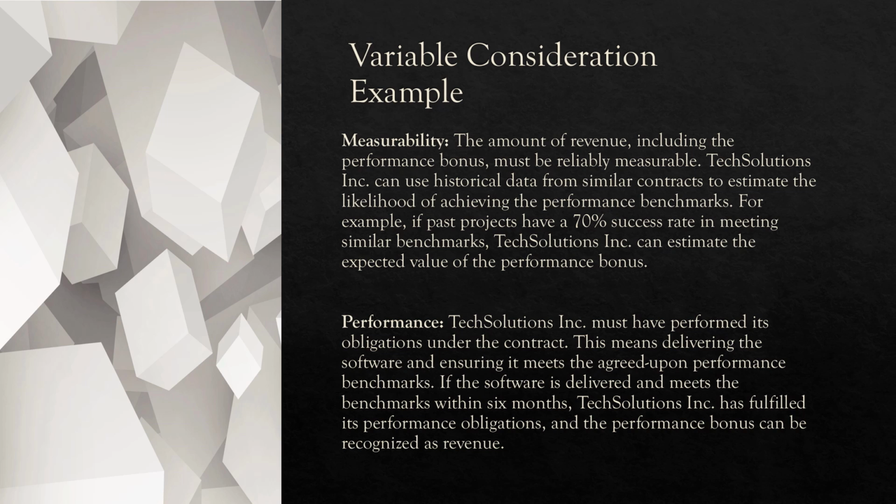Moving on to measurability, the amount of revenue including the performance bonus must be reliably measurable. Tech Solutions Inc. can use historical data from similar contracts to estimate the likelihood of achieving the performance benchmarks. For example, if past projects have a 70% success rate in meeting similar benchmarks, Tech Solutions can estimate the expected value of the performance bonus. And lastly, performance. Tech Solutions Inc. must have performed its obligations under the contract. This means delivering the software and ensuring it meets the agreed upon performance benchmarks. If the software is delivered and meets the benchmark within 6 months, Tech Solutions Inc. has fulfilled its obligations and the performance bonus can be recognized as revenue.